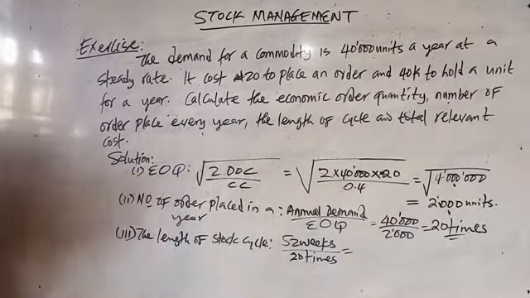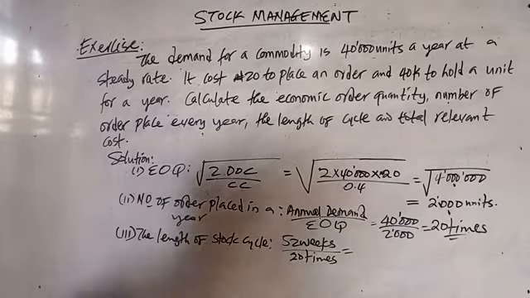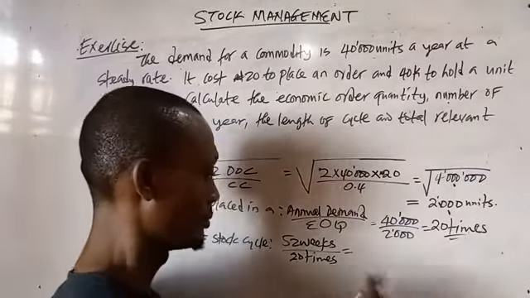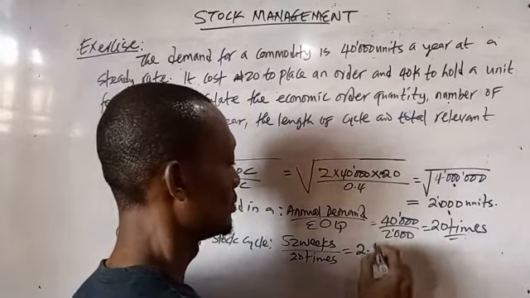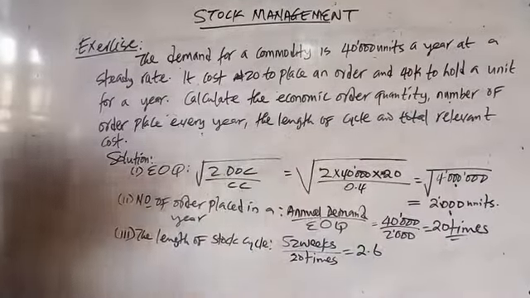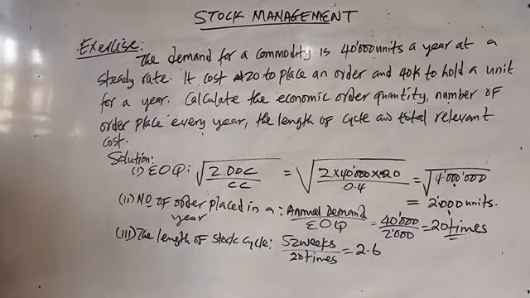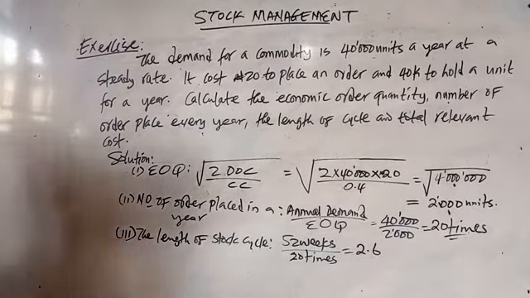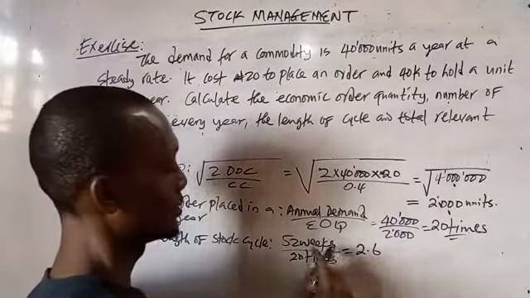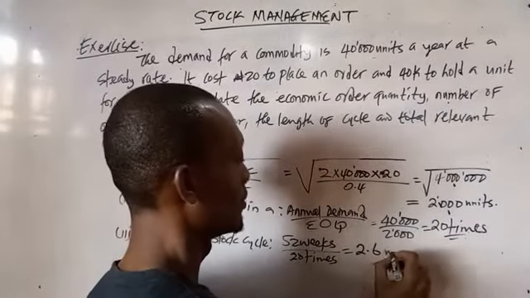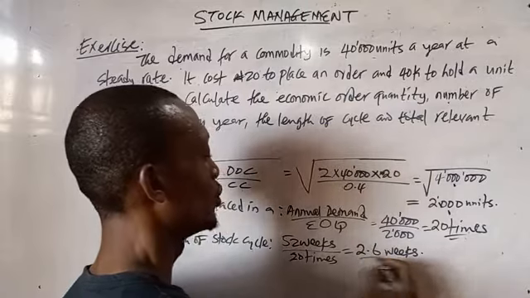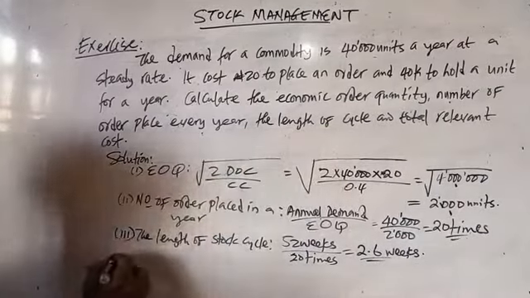So what is the length of stock cycle there? 52 weeks divided by 20, that's 2.6. So our length of stock cycle is 2.6 weeks. We measure in weeks here. So 2.6 weeks.